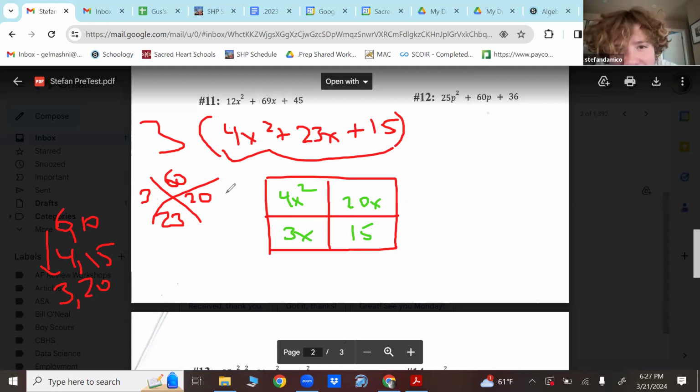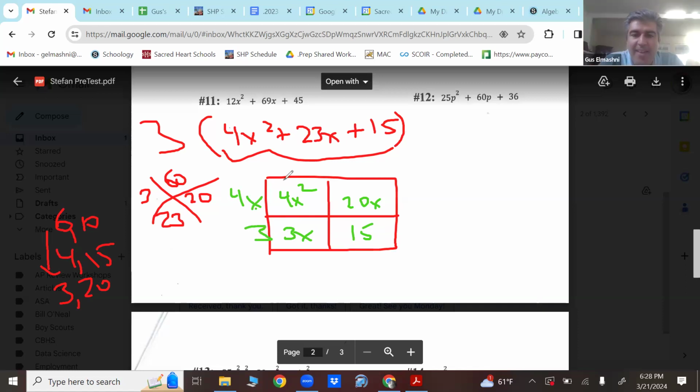5. No. Five's not a factor of 4. Look at the first row: 4. You can take out 4. We already did the numbers. Now do the letters. X. X, right? Remember, take the one that's smaller. X is smaller than x squared. Now 3x and 15, they don't have x's in common. Just gotta take a number out. What number can you take out in this second row? 5. Oh, 3. You can take out 3.